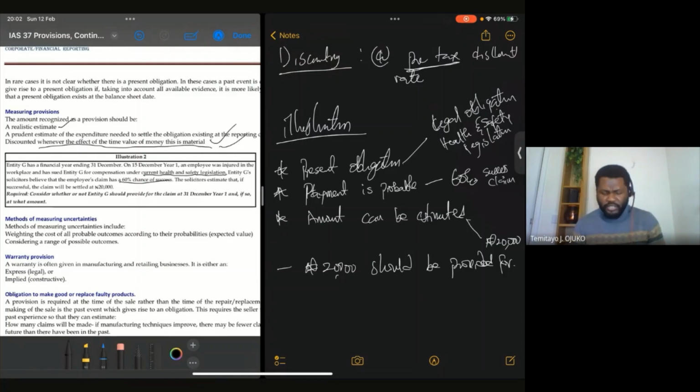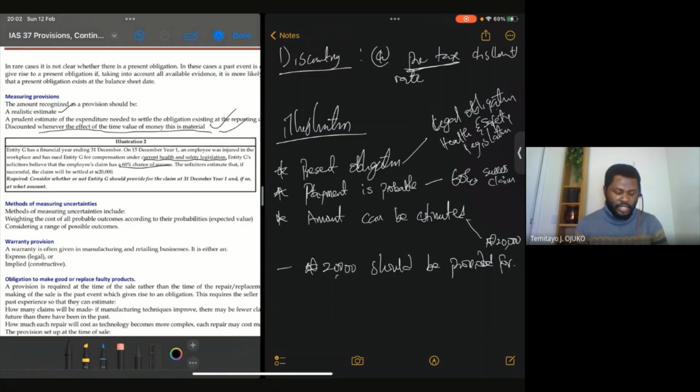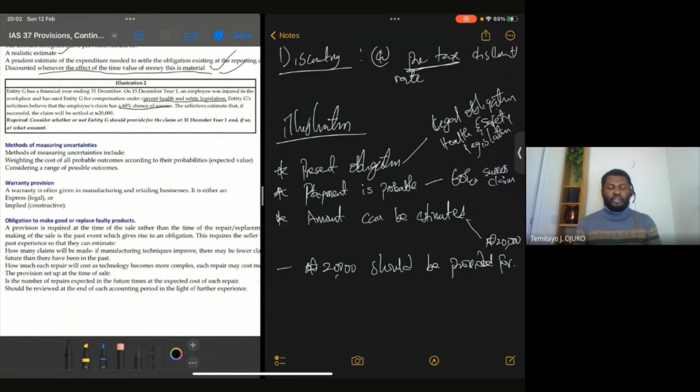So, for a provision question, the first thing you need to look at is the three criteria. Are they met? Does the scenario meet the three criteria? Then after that, you look at the amount we are going to pay, just like this question has asked us. It's as simple as that. Okay. Now, let's move forward.